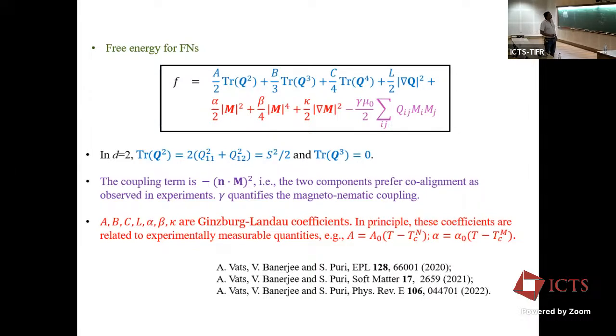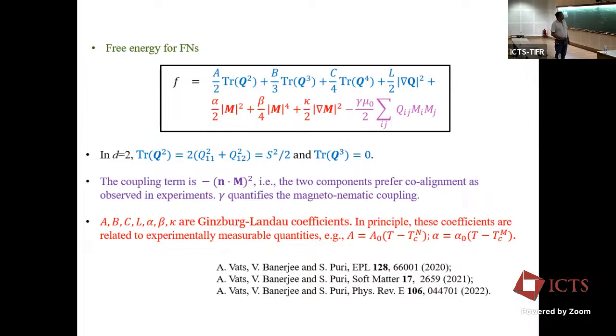So these coefficients are all various Ginzburg-Landau coefficients. The important ones are capital A out here, which is T minus Tcn, the critical temperature of the nematic. If T is greater than Tcn, A is positive. If T is less than Tcn, capital A is negative.